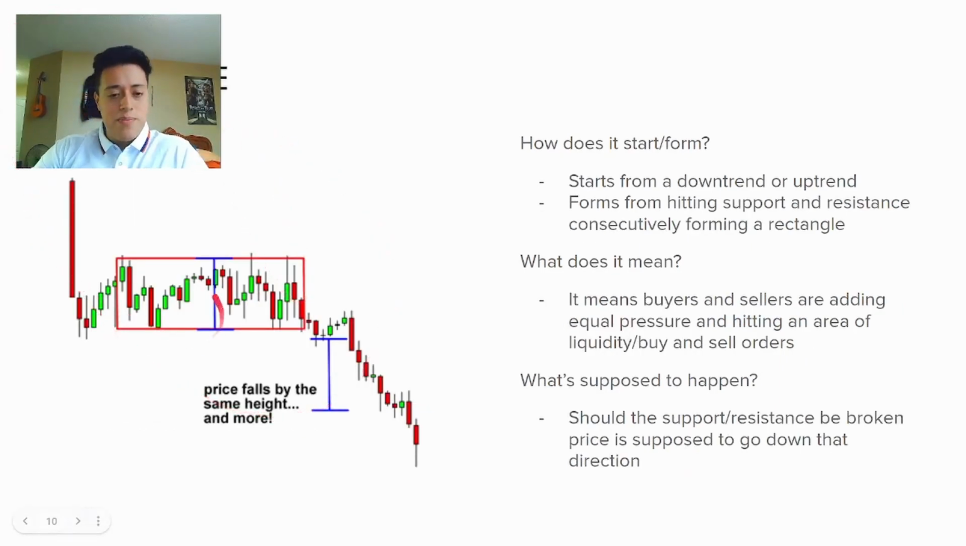This is a rectangle. It's just a channel with no direction, and it starts from a downtrend or an uptrend and then forms from hitting a support and resistance line consecutively, forming a rectangle. It essentially means that buyers and sellers are adding equal pressure and hitting an area of liquidity, buy and sell orders. What's supposed to happen is, should the support or the resistance break, that's where price is going to head in that direction, right? So if price broke down here, it's going to go down. If it broke up here, it's going to go up.